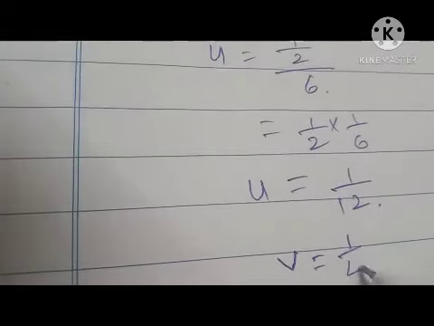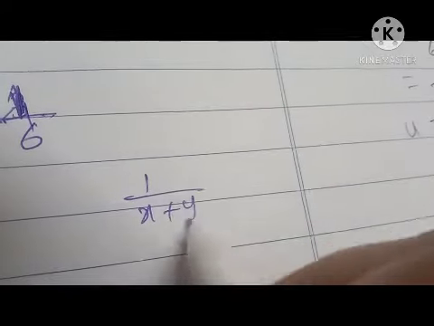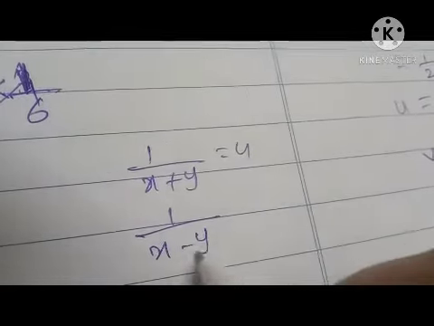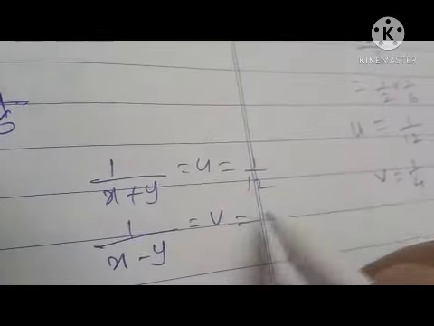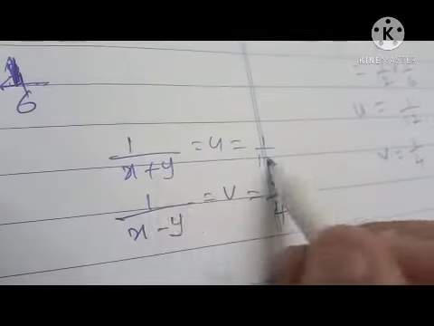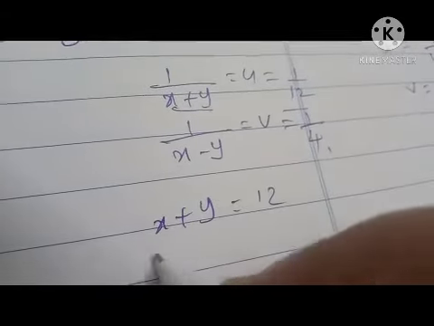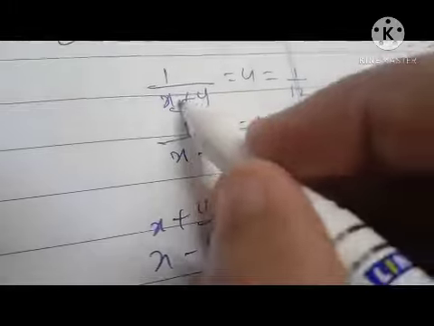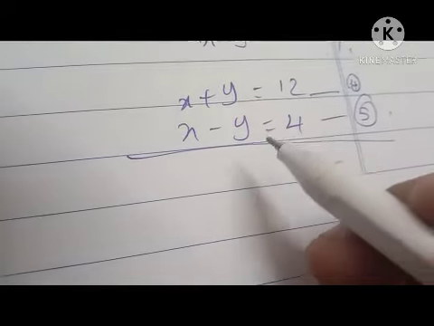v is equal 1 by 4. That we got. Then we can find the value of x and y. For that first we put what? 1 by x plus y equal u. 1 by x minus y equal v. Here we got the value of u as 1 by 12 and v as 1 by 4. So when we equate them, then we will get x plus y equal 12 and x minus y equal 4. These are the equations 4 and equation 5. Then when we simplify or eliminate this, then we will get the value of x and y.